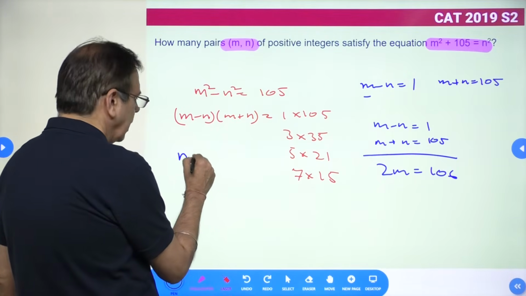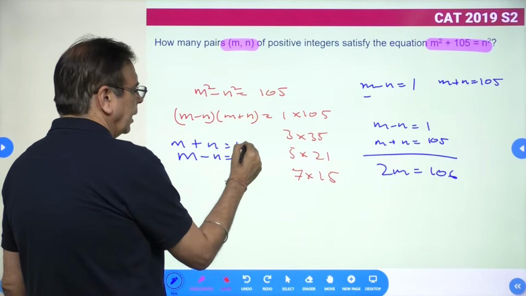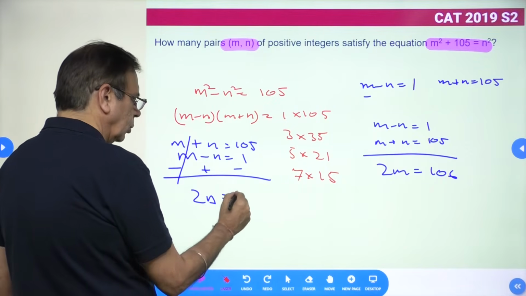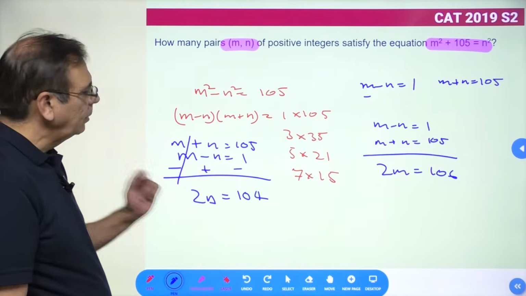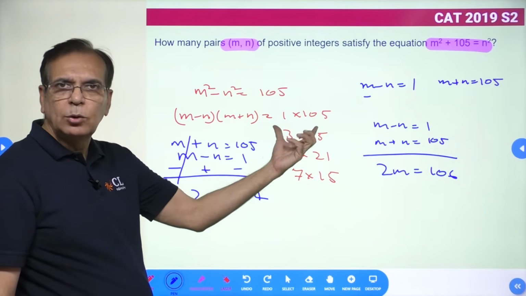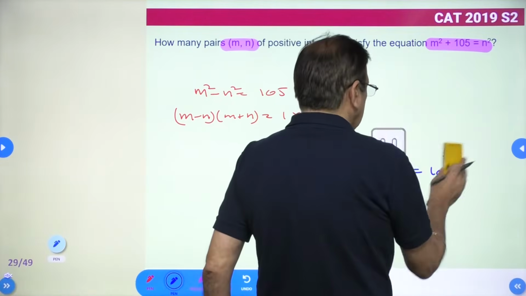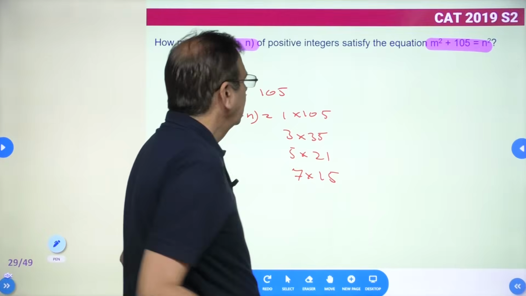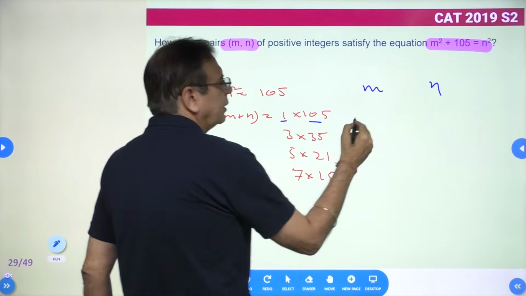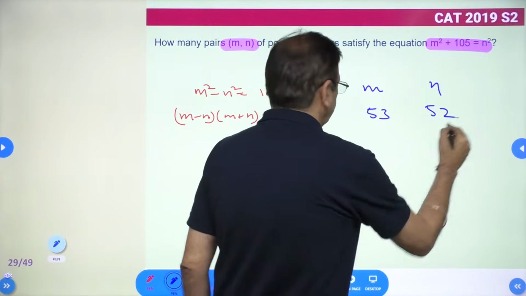Similarly, if I say m minus n is equal to 1 and m plus n equal to 105, subtract. What do I get? 2n is equal to 104. Again, n will be an integer. So if the sum of the two is even or the difference of the two is even, you will get only relevant cases. Okay. So you don't need to solve. Actually, the question is saying how many pairs. So if you have to look at values of m and n, what will m be? In this case, m will be 105 plus 1, 106 by 2, 53. N will be 105 minus 1, 104 by 2, 52.